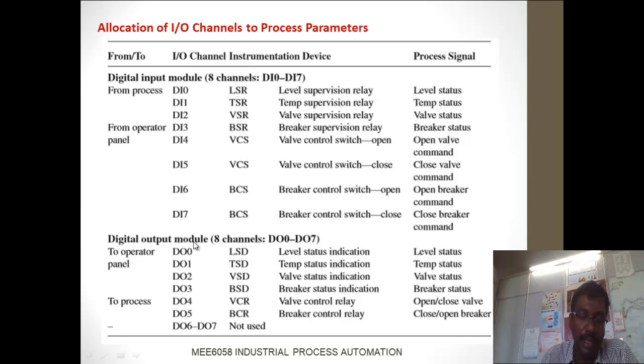If you come to the digital output, the first three indicate the operator panel. That means data is transferred to the operator, taken care of by digital outputs 0 to 3. For the remaining pins 4 to 7, they take care of the signal transferred to the process. That's taken care of by this digital IO module, DO4 to 7.